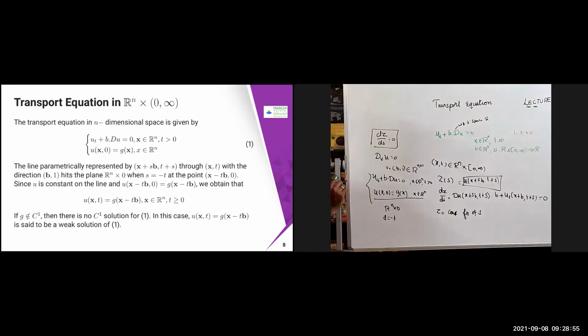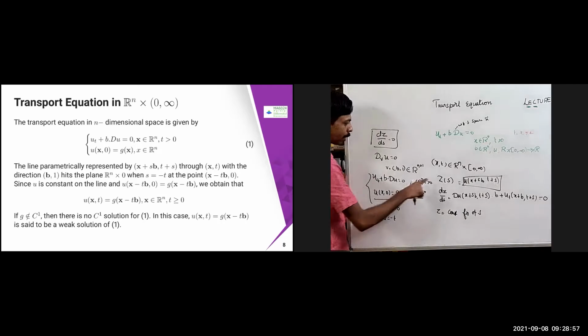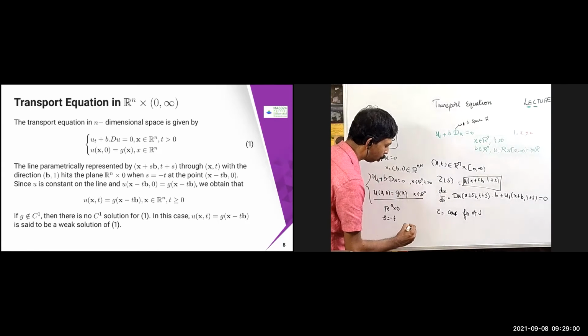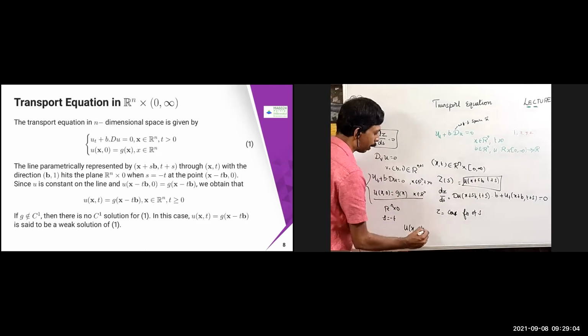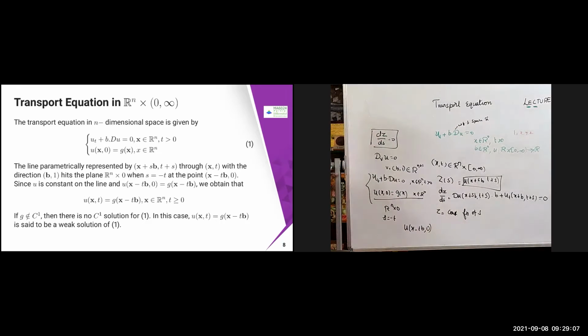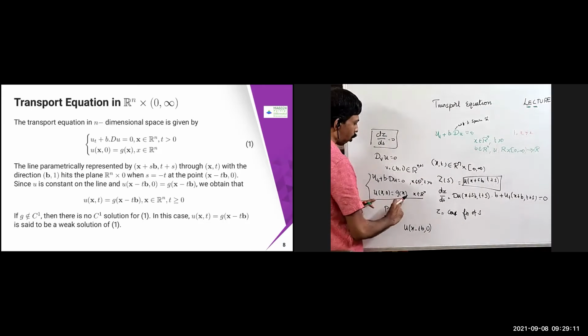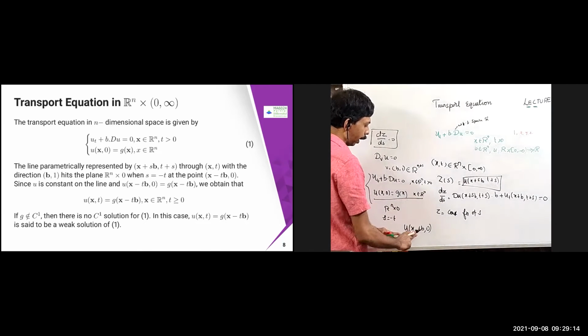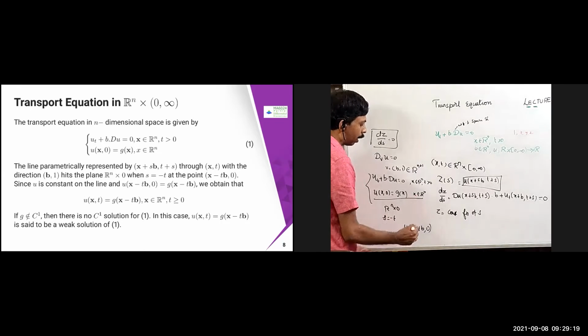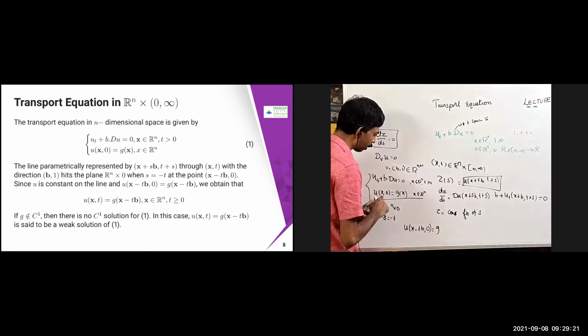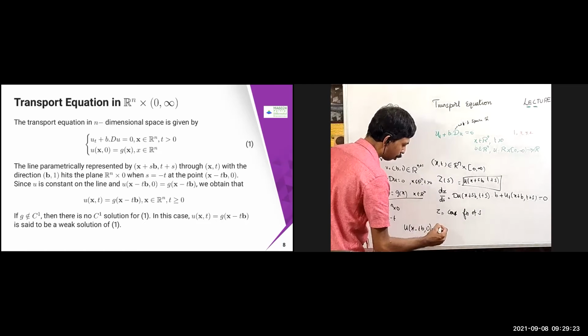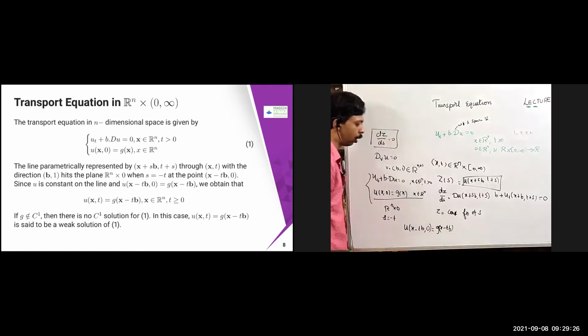So when s equals minus t, this is going to become u of s equals minus t, which is u of x minus tb comma 0. Let me find u of x minus tb. Since u of x comma 0 equals g of x for all x belonging to R^n, and x minus tb is also a point in R^n, this has to be replaced here. So u of x minus tb is going to be g of x minus tb.